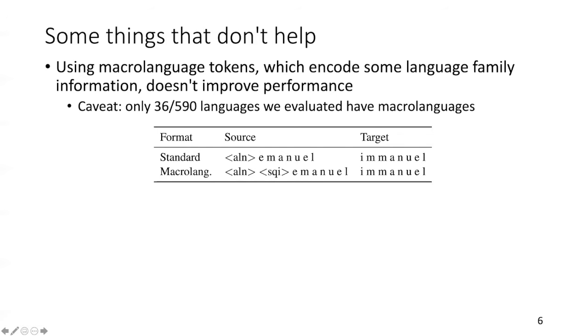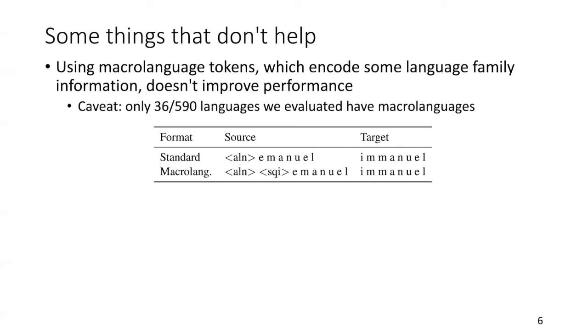For example, one thing we thought about was using macro language tokens, and these specify some sort of higher-level language family. So rather than just having, as on the standard line here, the specific language token, you might say, hey, this is the language, but also here is a larger language family that this language is a part of. It didn't help performance, it slightly hurt it.